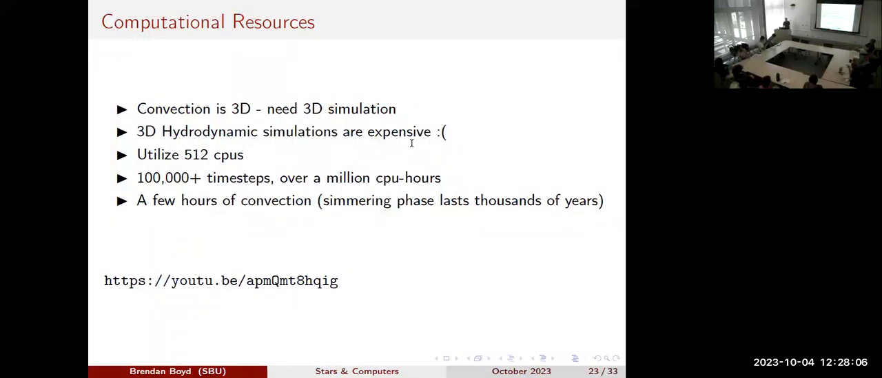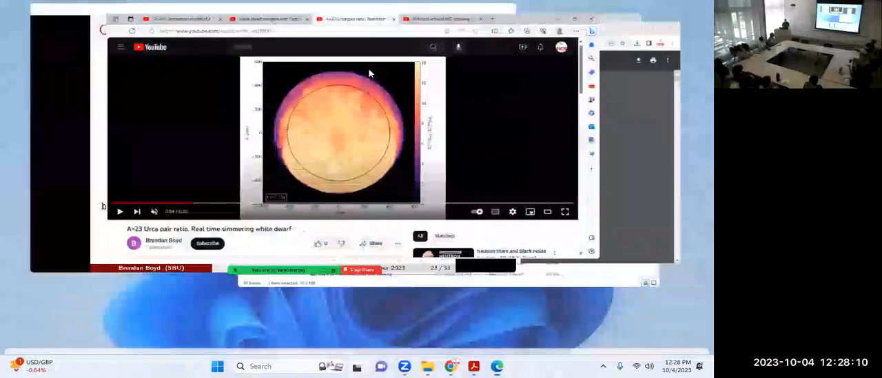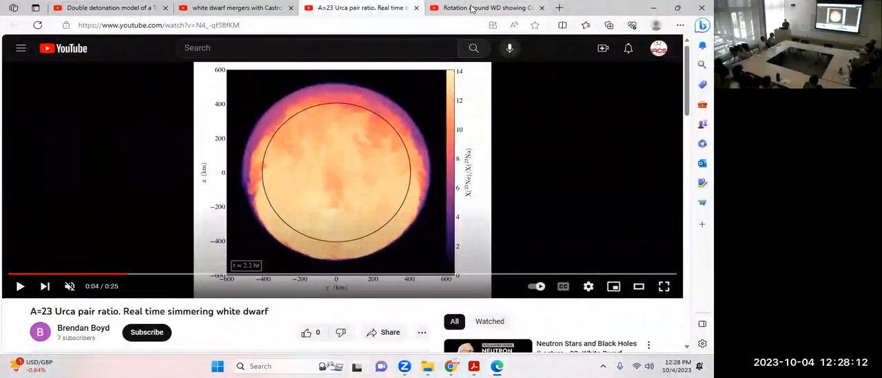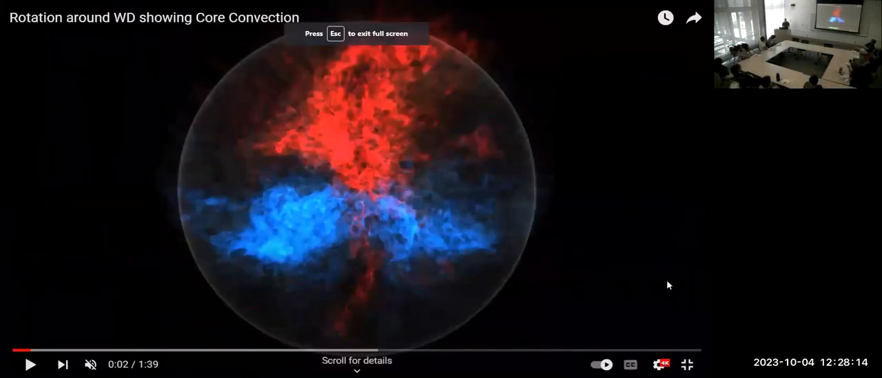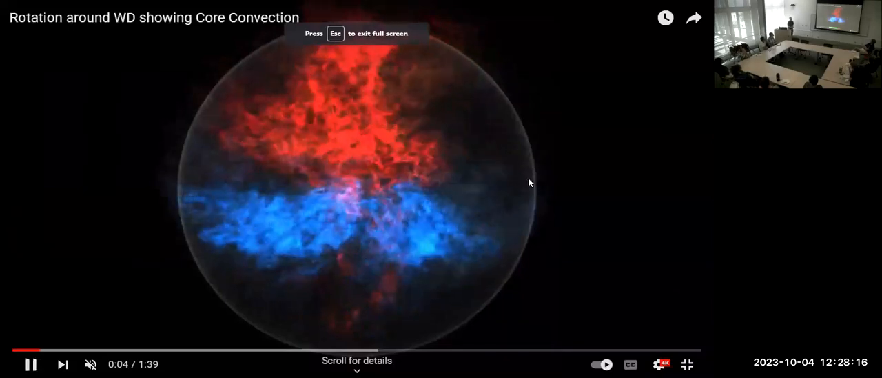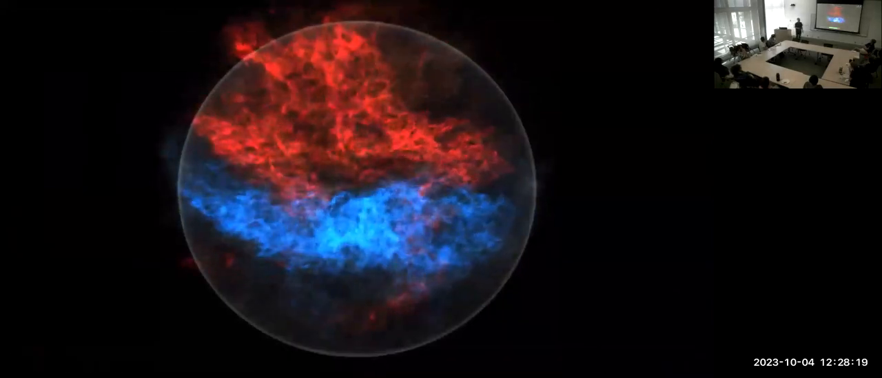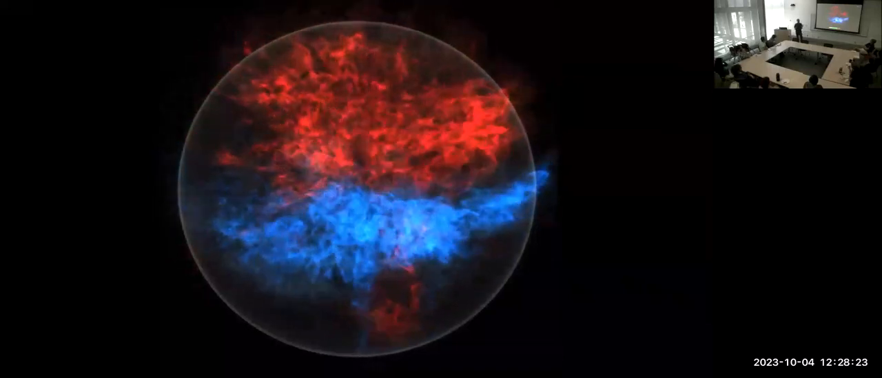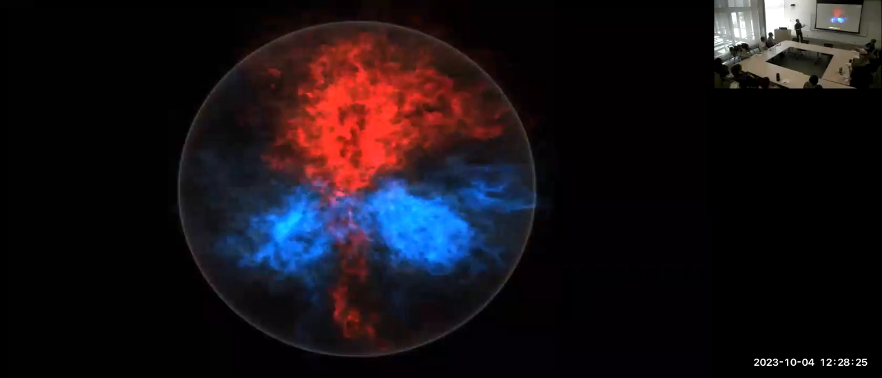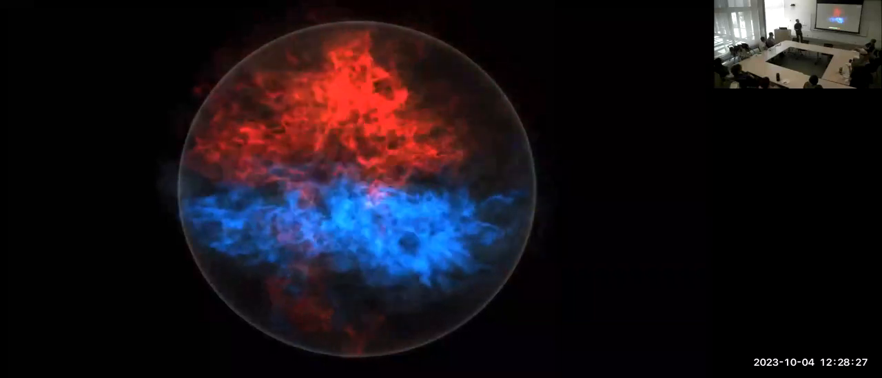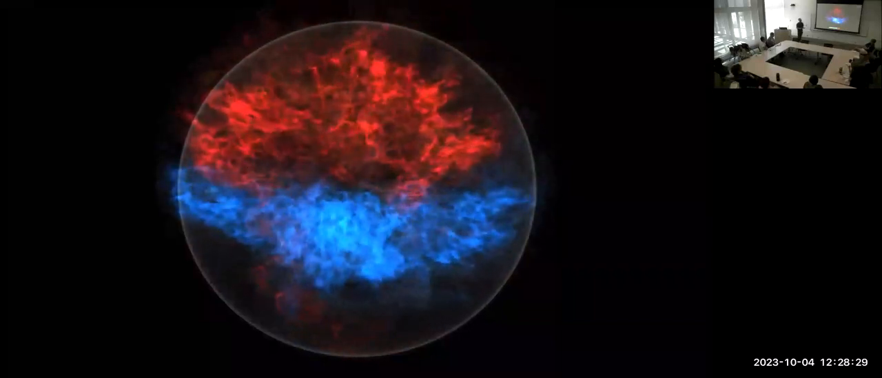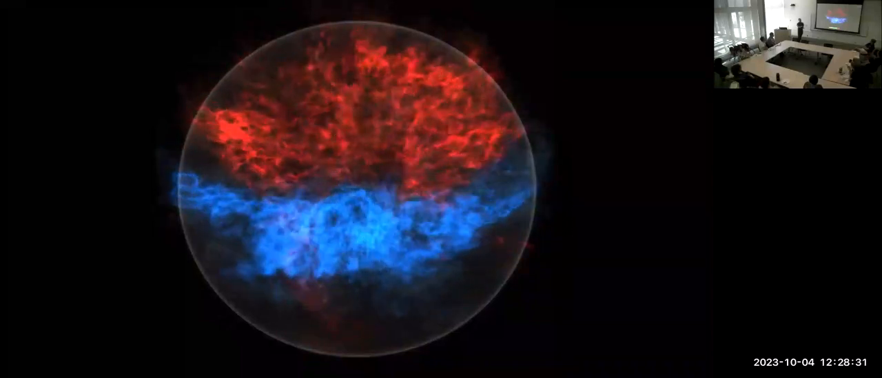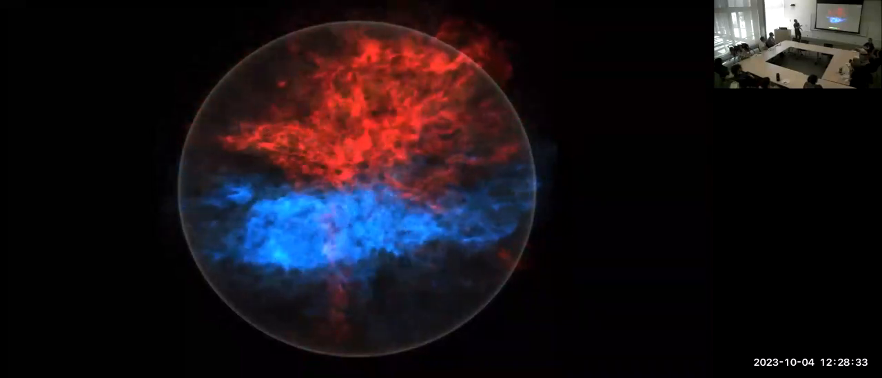Now, I've been talking about this 3D-ness, but I keep on showing these boring 2D plots. So here's a 3D volume render of the convection zone. This is frozen in time, so nothing is moving. We're just spinning it around to show the 3D-ness. I think it shows up better on that TV.